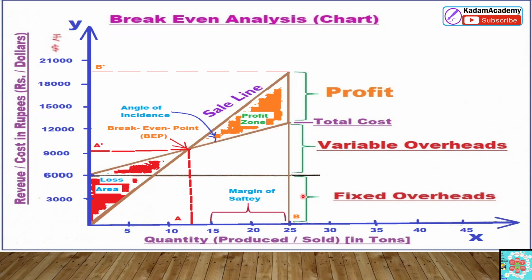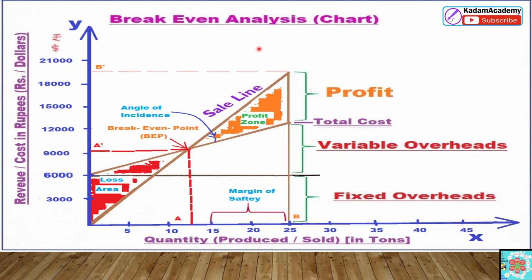We'll start with this graph. Here, the break-even point is shown by this red arrow. This is the line of the total cost and the sales line, which intersect, and that gives the break-even point. This graph shows the quantity produced or sold in tons on the x-axis, and the cost or revenue generated in rupees or dollars on the y-axis.